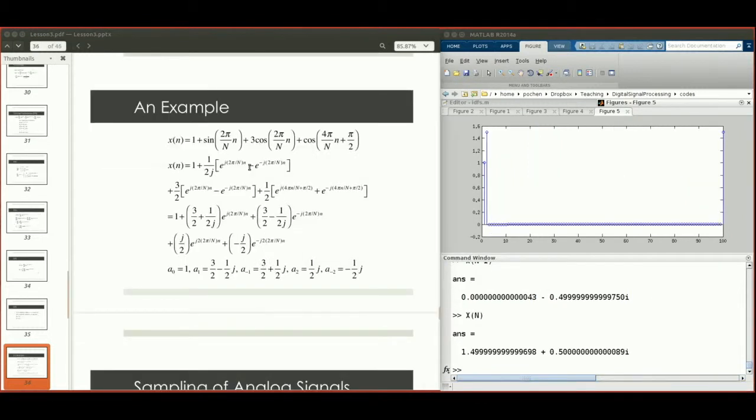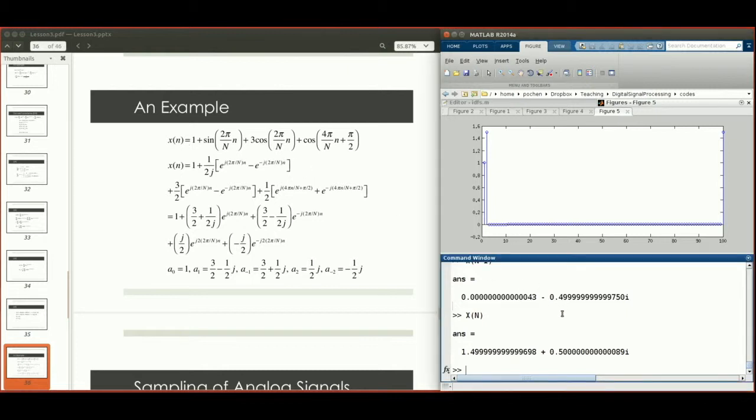Now let's look at a slightly more complicated example. So x[n], that's our signal. Now it's composed of sines and cosines. It's not just a random sequence. It's 1 plus sine 2 pi divided by big N times n, plus 3 cosine 2 pi divided by big N times n, plus cosine 4 pi divided by big N times n plus pi over 2, right? So it's a composition of sines and cosines. Let's try to make a plot of this particular function.